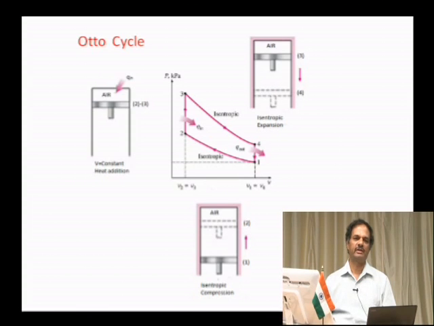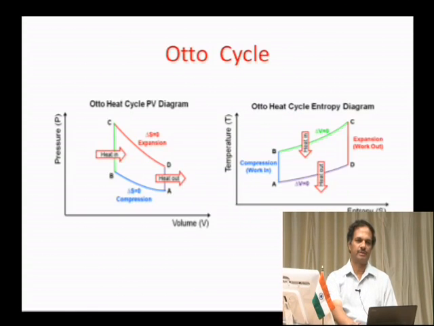3-4 is isentropic expansion. You can see pressure reduces and volume increases in this process. Then the next process, 4-1, is the constant volume heat rejection. Here the heat is given out to the surroundings and the volume remains constant, that is, there is no change in volume. Pressure decreases from P4 to P1. Thus, one cycle is completed. This is the Otto cycle process.